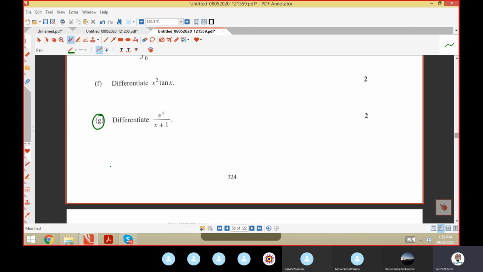11G. What must you use to differentiate this? Quotient? Is that what it's called? Yes. Okay. Quotient rule. And I'll just write the rule here again. So it is u dash v minus v dash u over v squared.